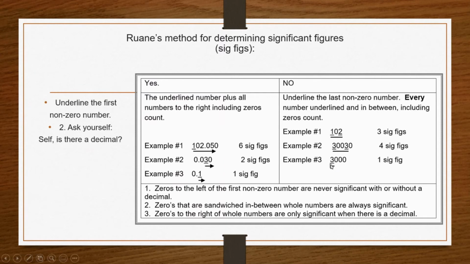Here's the number 3,000 without a decimal. So I underline my first non-zero number, and the last non-zero number is that same number. There's only one number underlined. There's only 1 significant digit. Because there is no decimal, it's showing me that my equipment only measured to the thousands position and was not very precise. So let's do some examples.